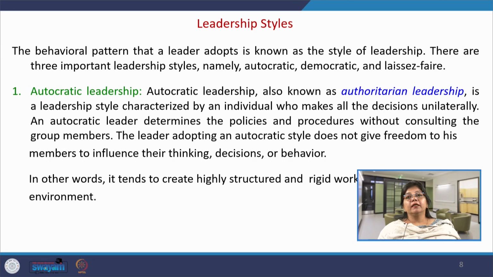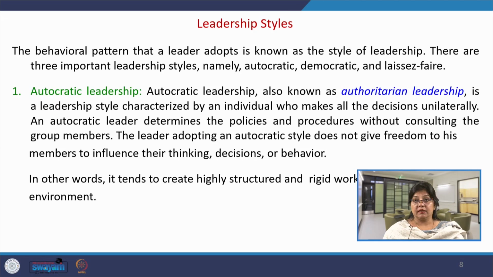This is also known as the authoritarian leadership style, which is characterized by an individual who takes decisions unilaterally. The leader will not discuss his decisions with the other team members, and he will unilaterally and sometimes in a very coercive manner execute that decision on the group members or the team members. Here, in the autocratic leadership style, the leader will formulate his own policies and procedures without consulting the group members, and does not give any freedom to his members to influence their thinking, decision or behavior.